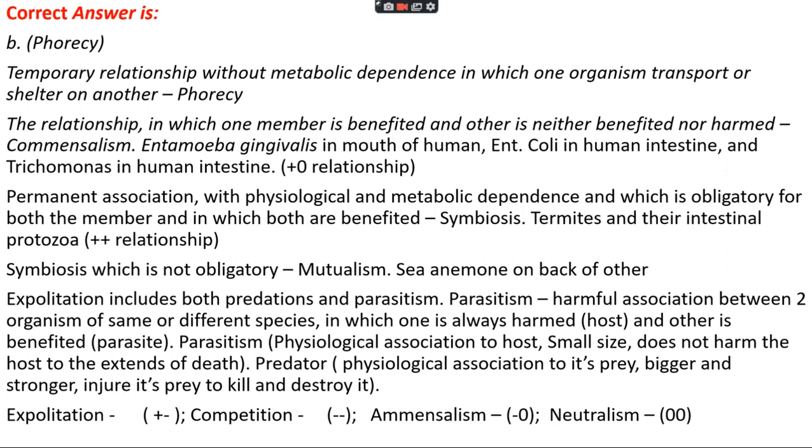Okay. A permanent association with physiological and metabolic dependence, which is obligatory for both members and in which both are benefited, when they come together they both benefit and they need each other. Such a relationship is known as symbiosis. Termites and their intestinal protozoa are an example of this symbiotic relationship. So this is a positive relationship; both are benefited when they come into a relationship. Symbiosis which is not obligatory, meaning they can live independent lives too, is known as mutualism. Sea anemone on the back of another animal is an example of mutualism.